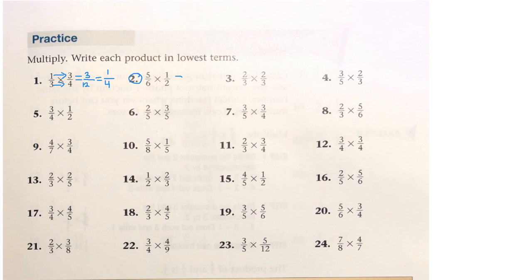Number 2, numerator times numerator: 5 times 1 equals 5, and denominator times denominator is 6 times 2. That's 12. 5 cannot go into 12 evenly, so that is lowest terms. 2 times 2 is 4. 3 times 3 is 9. We can't have 4 go into 9 evenly, and we don't have 2 going into 9 evenly, so that's lowest terms.